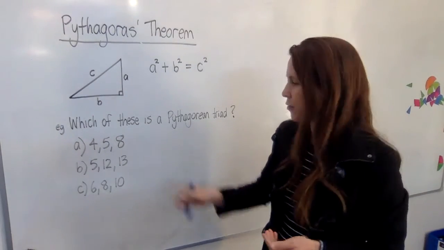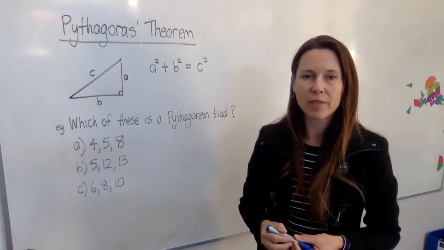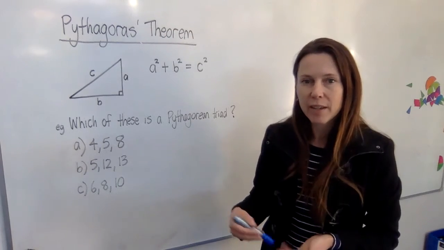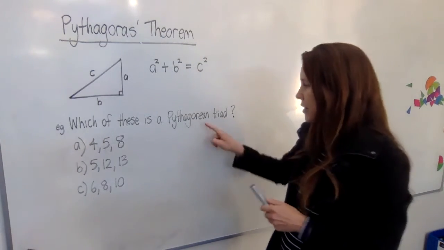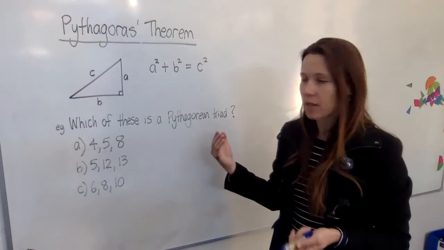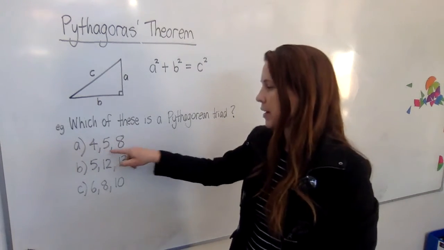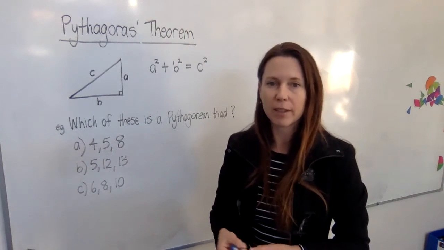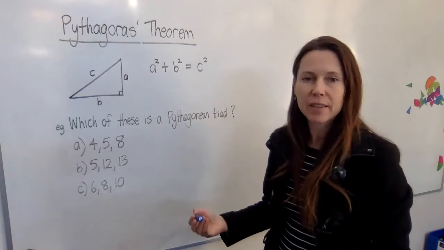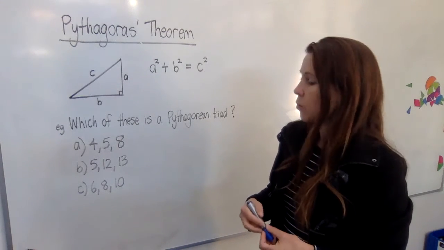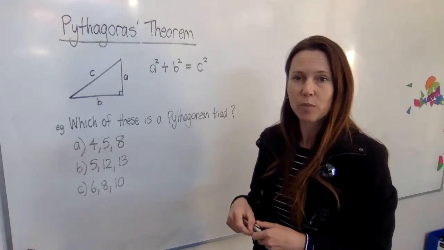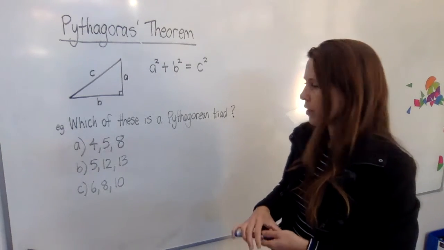So let's investigate a few sets of three numbers and see if we can identify which of them are Pythagorean triads and which ones are not. Now, if it is a Pythagorean triad, what that tells you is that if you build a triangle with those side lengths, it will naturally have a right angle in it. So investigating these sets of numbers tells us whether or not they're eligible to be part of a right-angled triangle. So how do we do it?